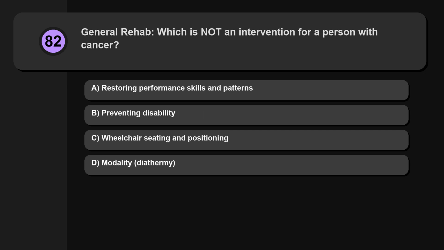Question 82. General rehab. Which is not an intervention for a person with cancer? Option A, restoring performance skills and patterns. Option B, preventing disability. Option C, wheelchair seating and positioning. Option D, modality, diathermy. The correct answer is option N/A.